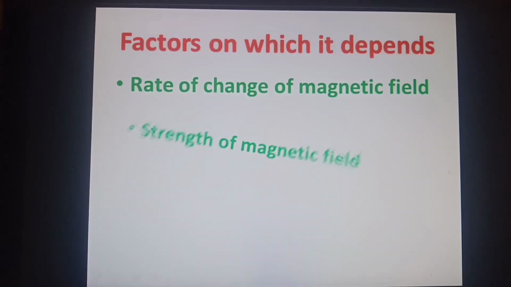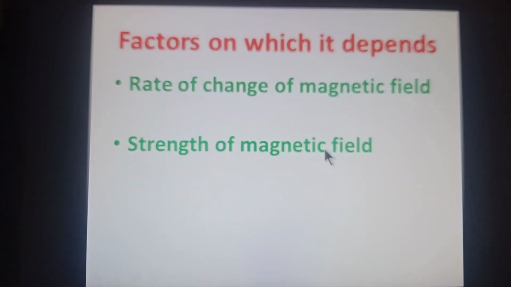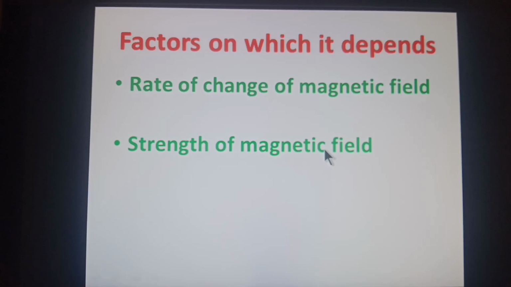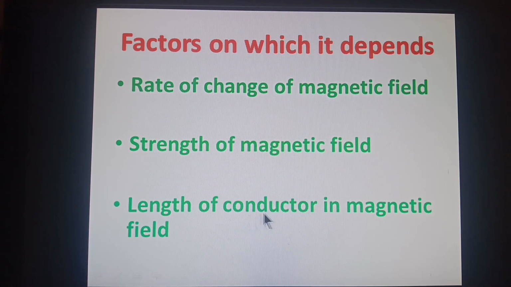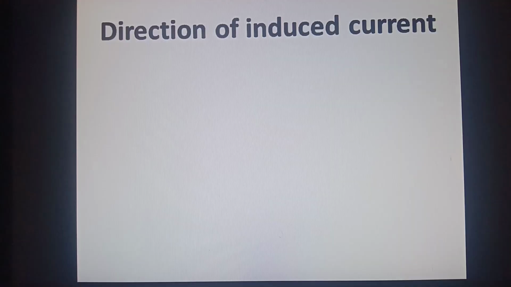Number 2, strength of the magnetic field. The stronger the magnetic field, the more current will be produced due to the changing magnetic field. And number 3 is the length of the conductor in the magnetic field. The more the area of the coil through which the magnetic field is changing, the more will be the current produced. Now students, what is the direction of this induced current? Means current produced due to change in magnetic field.